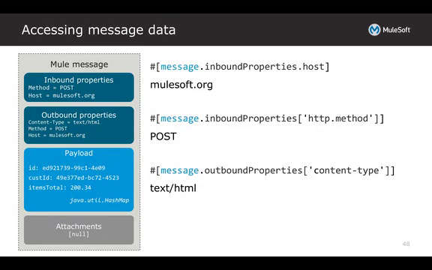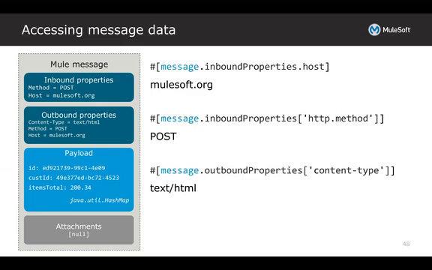So what does it look like to access areas of the Mule message? Well, say in the inbound properties on the left, we wanted to get the host. We could simply ask for the context message, the inbound properties field, and then the host field inside of that. Secondarily, if we wanted to get the method out, a slightly different syntax would be message.inboundProperties, and we can use bracket notation instead to access http.method.